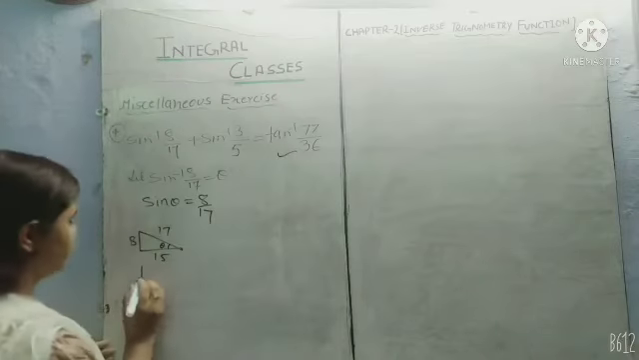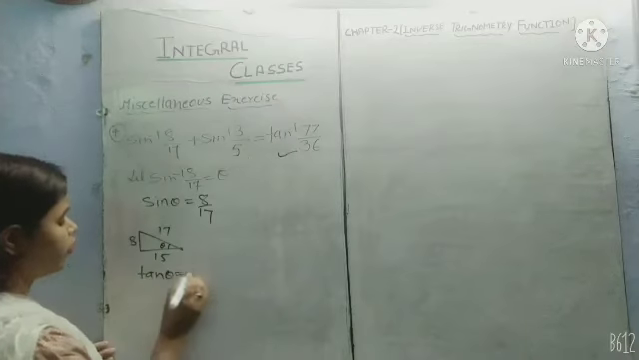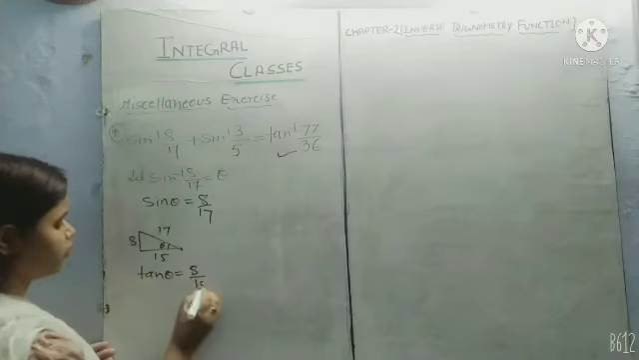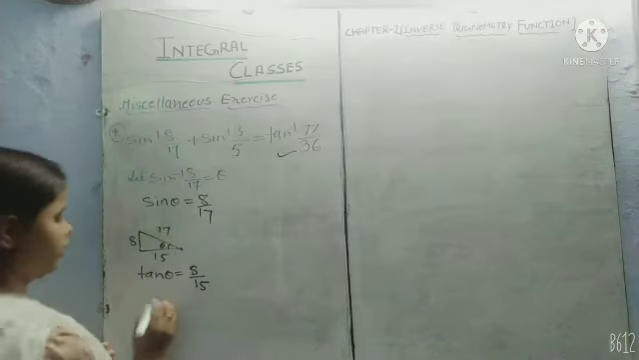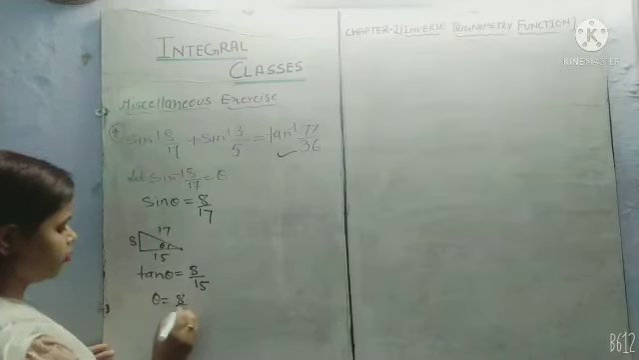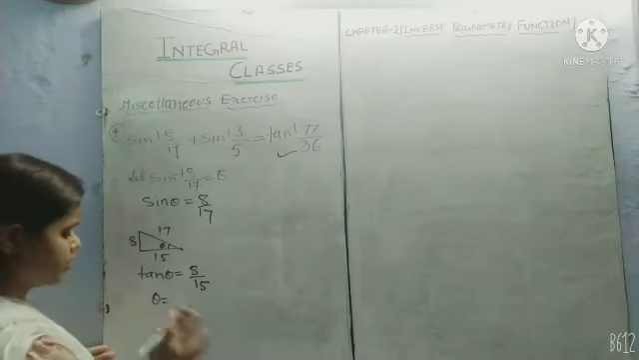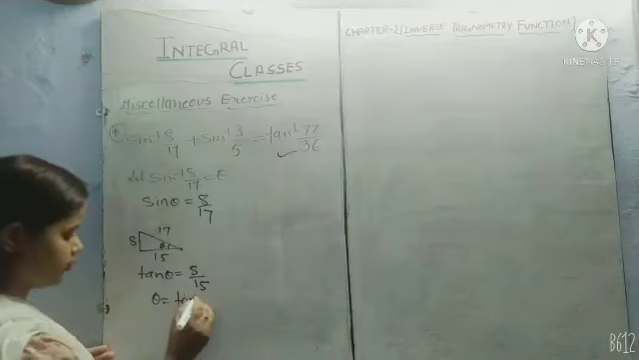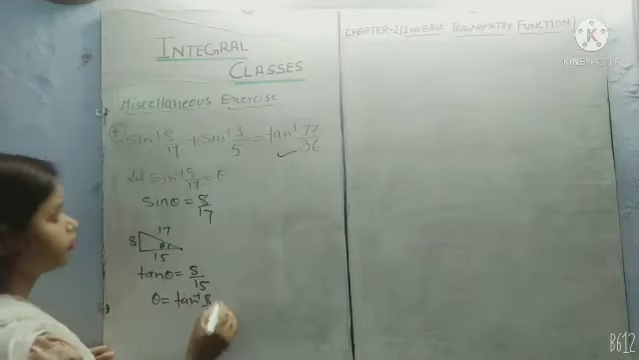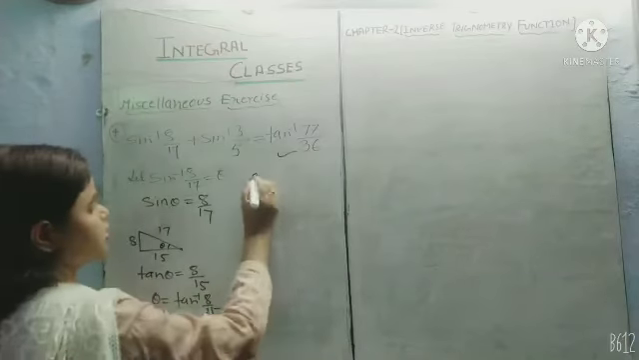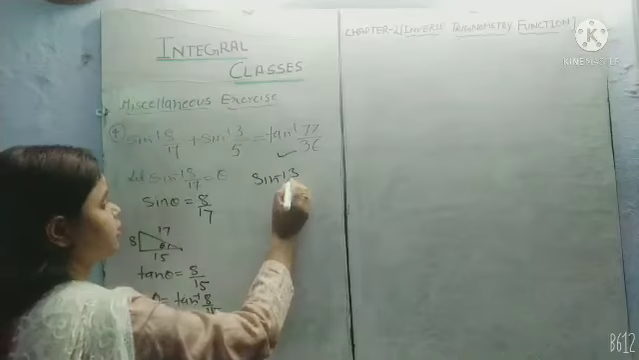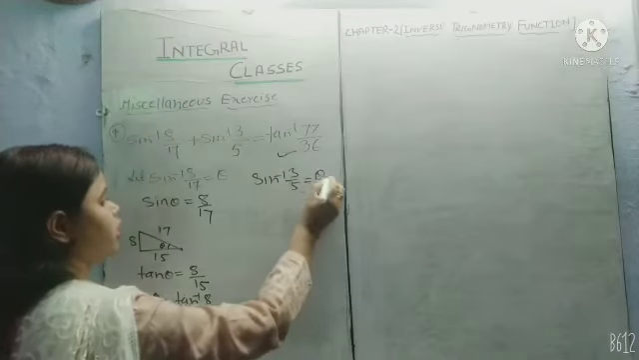So tan theta equals 8 by 15, then theta equals tan inverse 8 by 15. Now the next step: sin inverse 3 by 5.